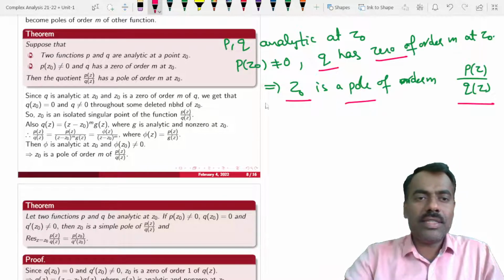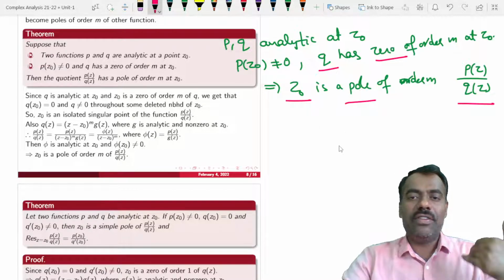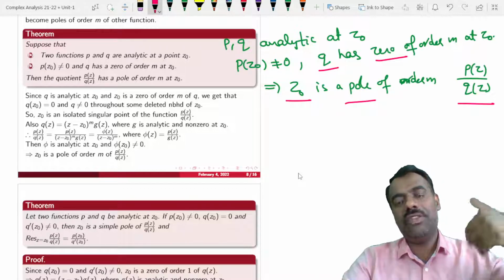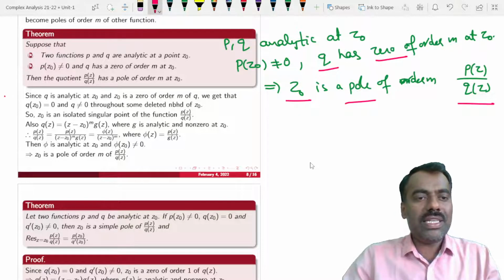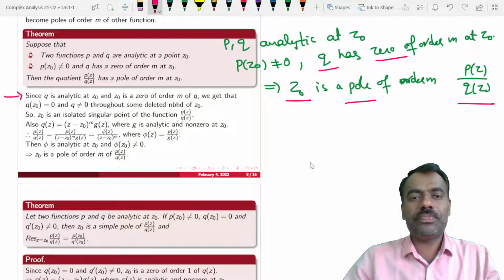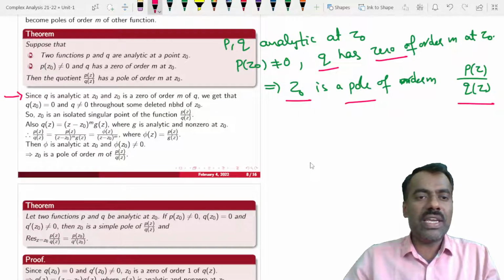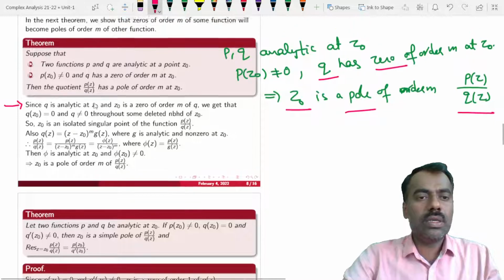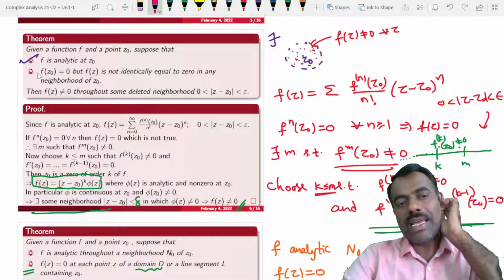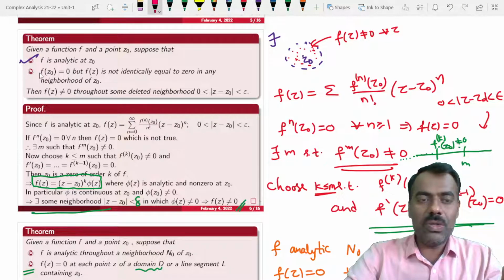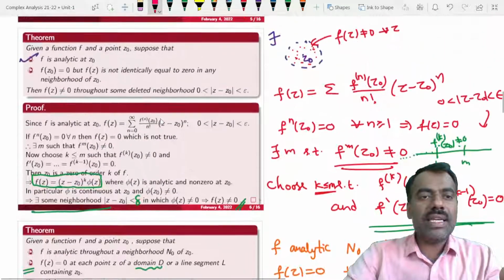Most of the time, what we do is, if it is analytic, then we use previous results. If it is a pole, then we use the previous result. If it is a 0, then we use the previous result, and we will write it properly. Here you can see that since Q is analytic at z naught, and z naught is a 0 of order m, go to this result here. Q is analytic at z naught, and z naught is a 0, so Q of z naught is equal to 0. That shows that there exists a neighborhood.